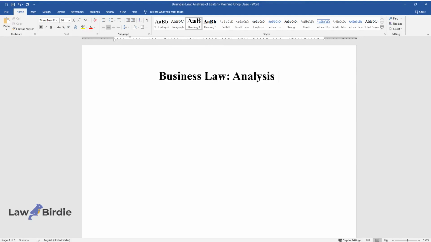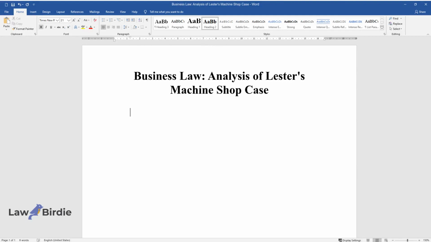Business law, analysis of Lester's machine shop case. Issues. William owns a building and leases it out to Lester's machine shop.